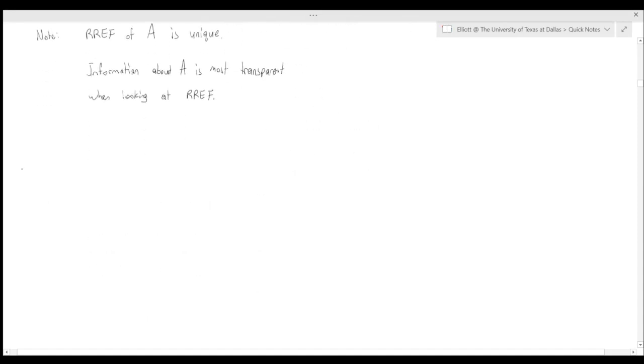So I'm going to set up one example of reducing a matrix into the reduced echelon form. And I'm also going to highlight some of the information that we can glean about the matrix A from the reduced echelon form. So I'll try to make this somewhat quick.